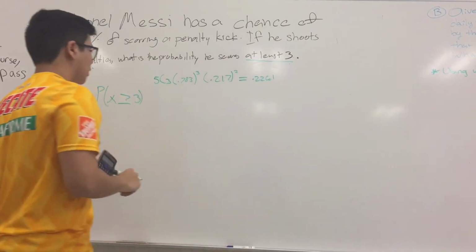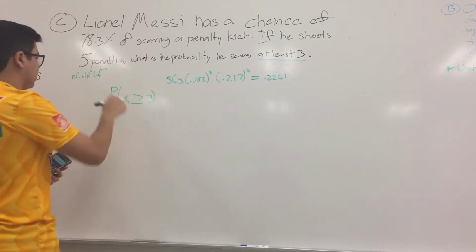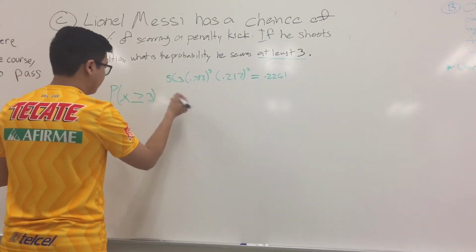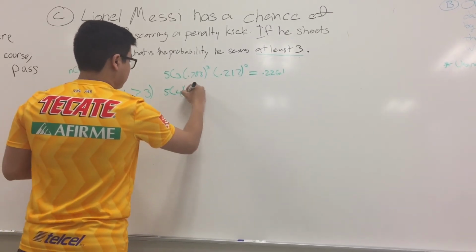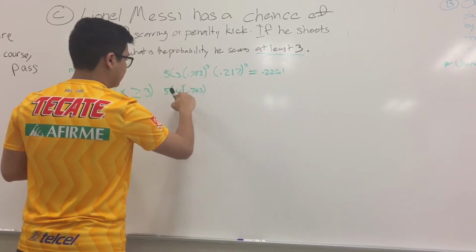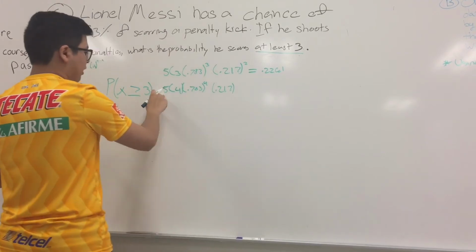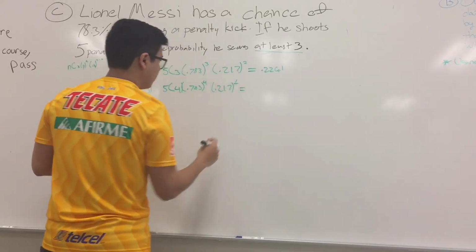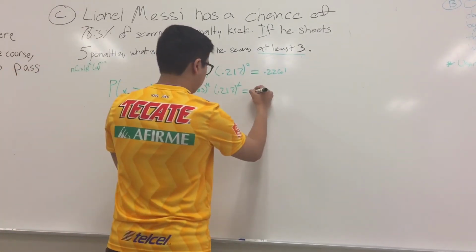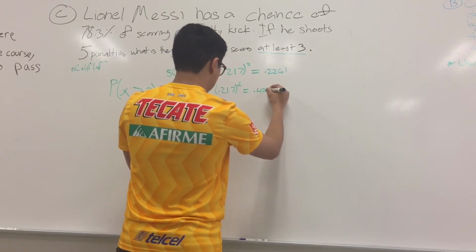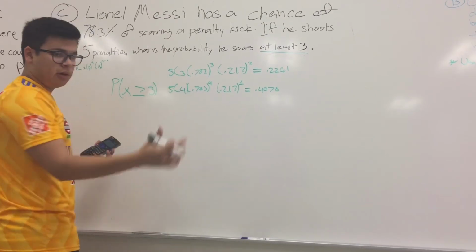We punch this number into the calculator, and we get a probability of 0.2261. Now we repeat the process, but with the probability of him scoring 4 penalties, and now the x is going to be 4. So we just repeat the same equation: 5C4, times 0.783 raised to the new x, which is 4, times 0.217 raised to n minus x, which is 1. We punch this into the calculator and get a probability of 0.4078. And finally, we do it with him scoring all 5 penalties.